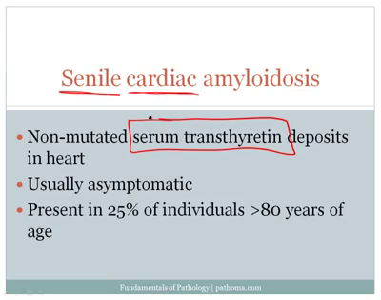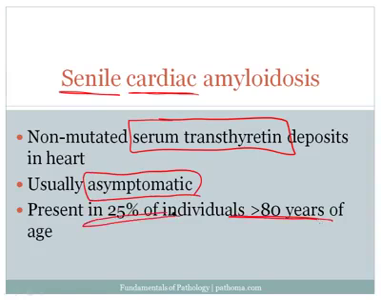Serum transthyretin is the second most common protein within the blood, and this protein over very long periods of time can eventually deposit, particularly in the heart, resulting in senile cardiac amyloidosis. This would be asymptomatic. That's important. And it would be seen in the elderly. In fact, it's relatively common, present in about 25% of individuals over the age of 80.